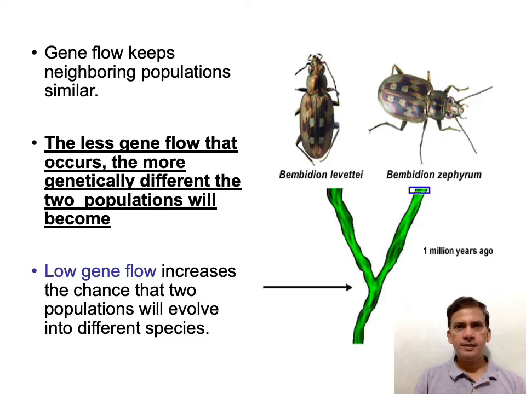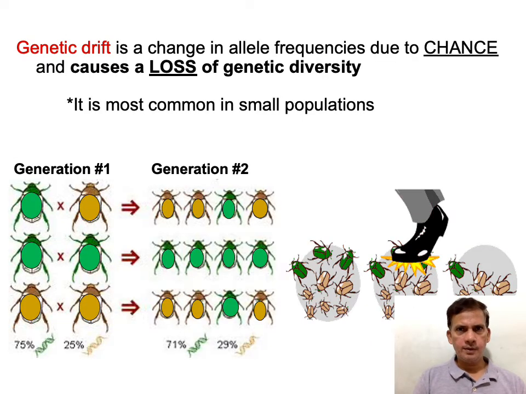So it's not only that their hump or the back part is different, their tentacles and their legs and hands, they are also different. So over a million years, this particular population leads to variation in this particular gene pool. So talking about the definition of genetic drift, it is a change in allele frequencies due to chance and causes a loss of genetic diversity.